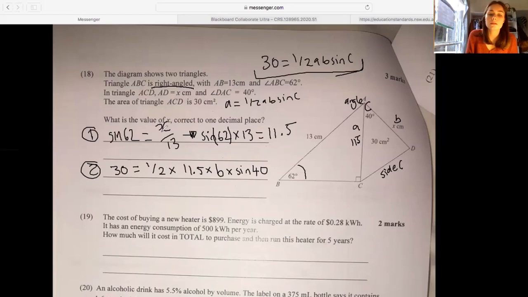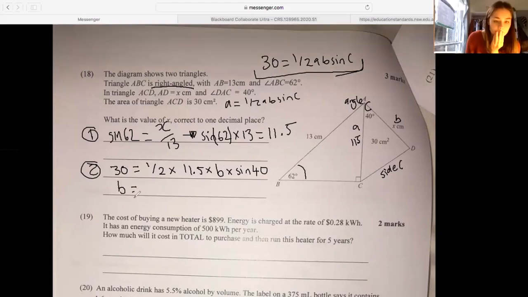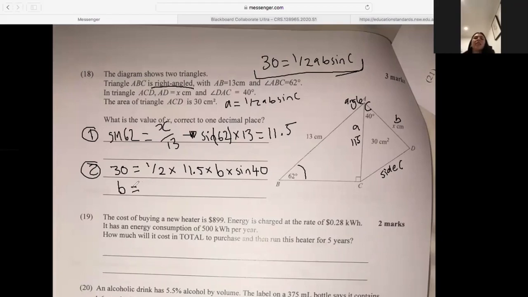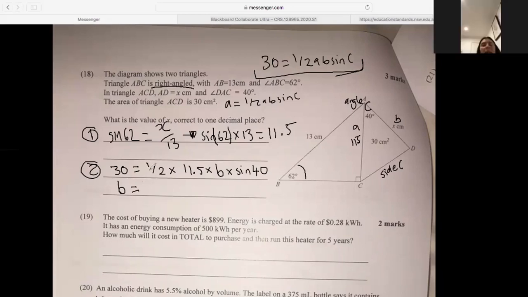And then you just try to get B by itself. And so you just do the opposite. So you would divide by half, divide by 11.5, and divide by sine 40. Does that make sense? Yeah. Did you get 0.067? No. Did you divide all at once? Yeah. Maybe just go one at a time.